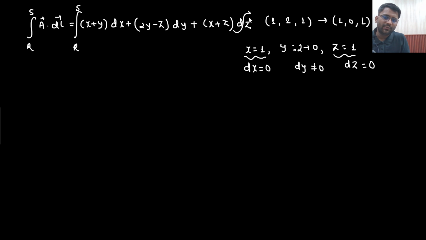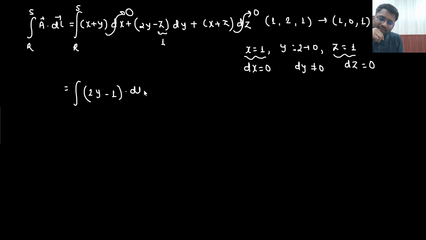So you know that dz would be 0. This would be 0, but this would be non-zero. Along with that, z would be 1 this time. This would not be 0. Z would be 1 this time. I hope you did not make this error. So this time 2y minus 1 dy as it is. This will be the scenario: 2y minus 1 dy, because z is 1 here.